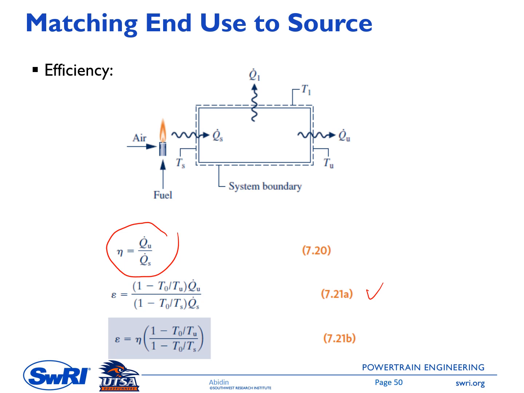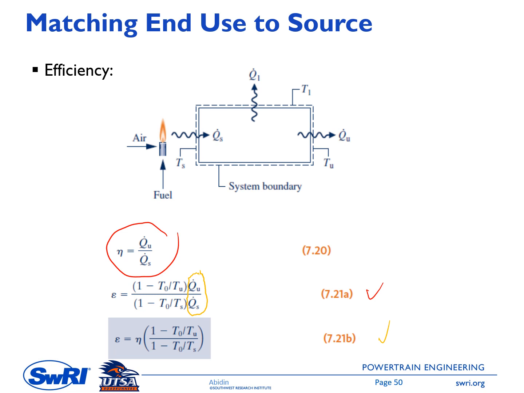So if you're looking at equation 7.20, where you have eta equal to QU over QS, you can substitute this term by eta. Then you will get equation 7.21b. So in this case, we have a correlation that connects the eta, the efficiency based on the energy, to the epsilon, the efficiency based on the exergy.